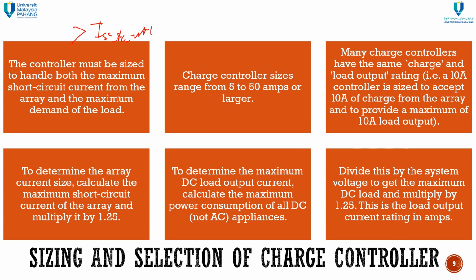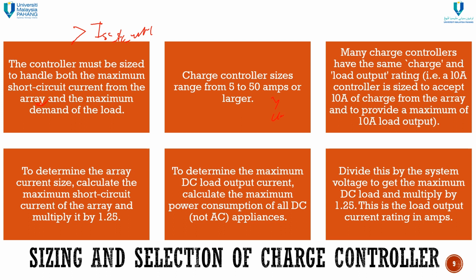They said here from the PV array, lah. If we have multiple connections in parallel, you need to consider that, so that the charge controller must be able to support the maximum current from the PV array. Charge controller sizes range from 5 to 50 amps. We have 100 amps also. Many charge controllers have the same charge and load output rating.